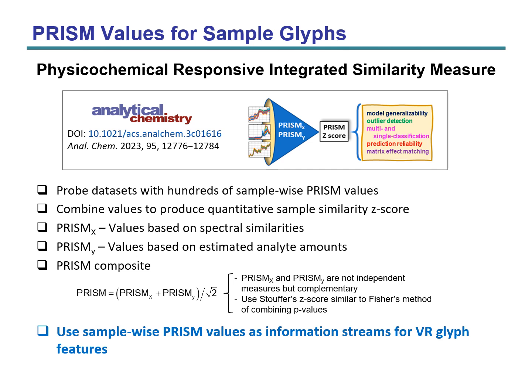We have three types of PRISM values. We have our PRISM X values based on spectral measures, which we're going to use to identify our X outliers. And we have our PRISM Y values based on the estimated analyte amounts, and these are what we will use to identify our Y outliers. And then we can also look at the composite of the combination of the two.